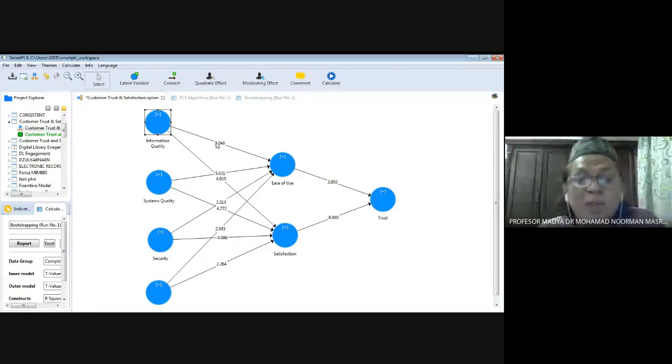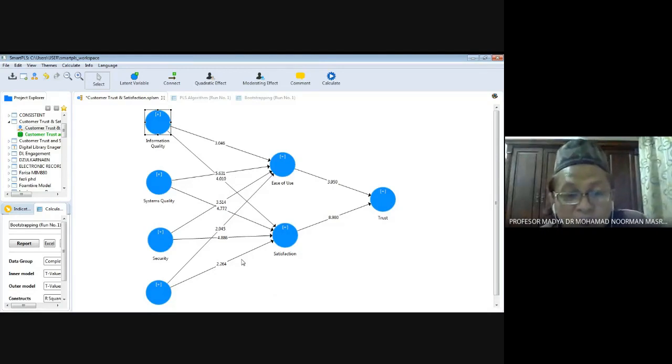Now, if you hypothesize a positive relationship, like in this case, all are being hypothesized as having a positive relationship. So in this case, you can see all are positive. There is no negative value. And all of the values are above 1.645. When it is above 1.645, we can conclude that all the hypotheses are supported.